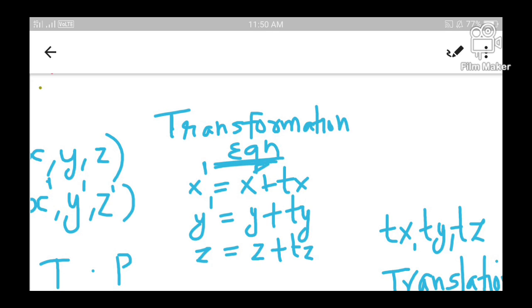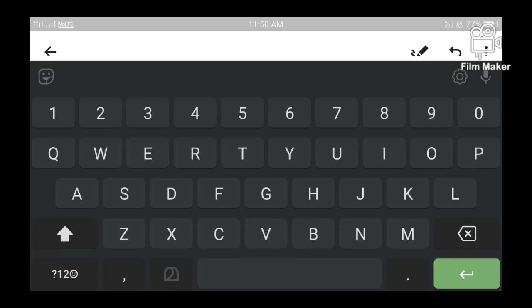And the second equation corresponds to y dash. The third equation corresponds to z dash. Let us now see how these x dash, y dash and z dash values are obtained.